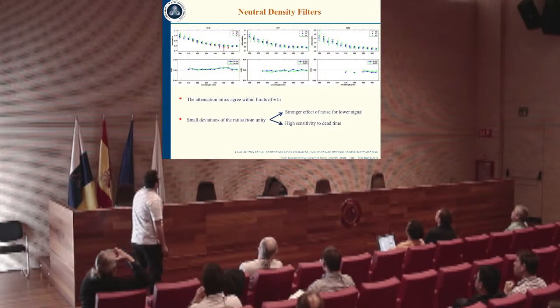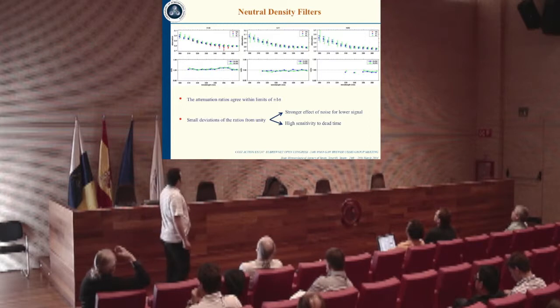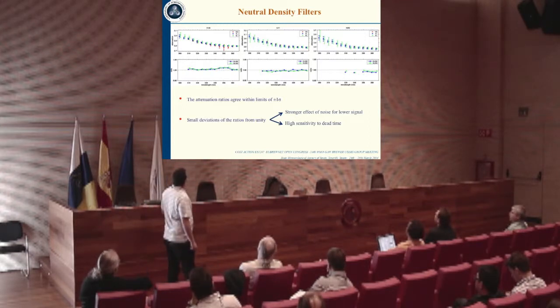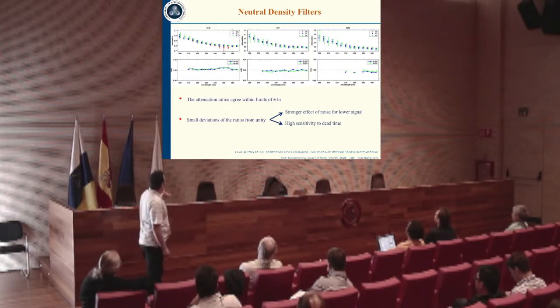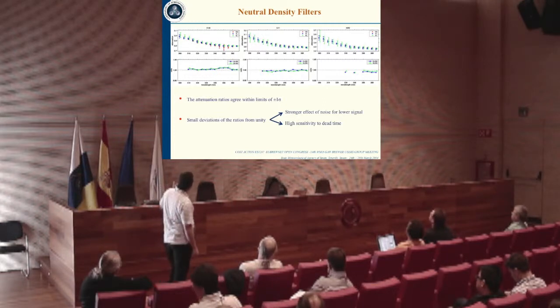Here we can see the results. The upper graphs show the ratio of the attenuation for filters 1 to 0, 2 to 1, and 3 to 2, while the lower graphs show the ratio of the results from the internal and external lamp against those from the sun. As we can see at the upper graphs, the attenuation ratios agree within the limits of ±1 standard deviation.